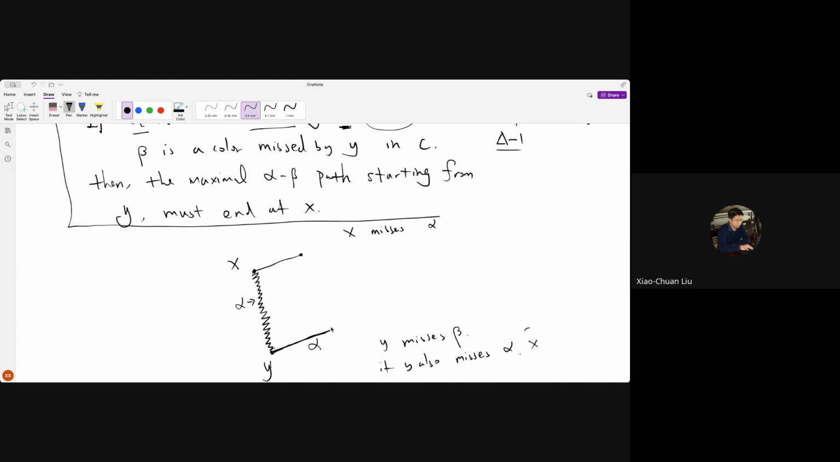The conclusion is that after this, I will look at a path which I call an alpha beta path. So this is alpha, this is beta, and this is alpha, then I have beta, and so on. The conclusion is that this path must end here. So the proof is like the following. Suppose not, the proof of the claim.